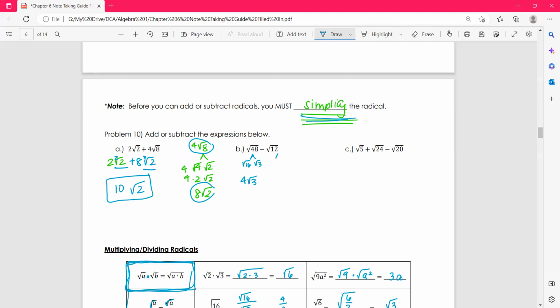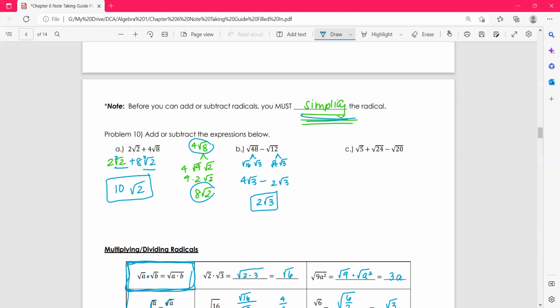Let's look at 12. Goes to 4 and 3. Square root of 4 gives me 2. Square root of 3 I can't do anything with. I'm subtracting. Notice they've got the same indexes, same radicands. 4 minus 2 gives me 2, and we keep that radicand the same.